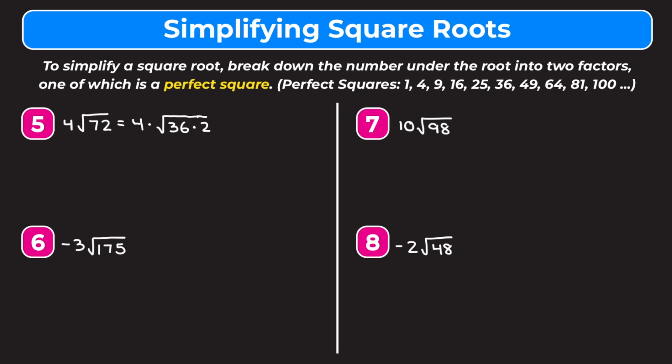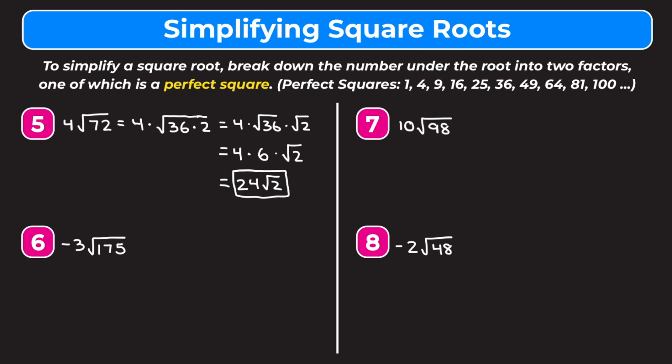So I'm going to rewrite this as 4 times the square root of 36 times 2. And now I'm going to break this up into 4 times the square root of 36 times the square root of 2. And because 36 is a perfect square, I can simplify it. The square root of 36 is 6. So I have 4 times 6 times the square root of 2. And now I can multiply the numbers on the outside. So 4 times 6 is 24. And this is multiplied by root 2. So we get 24 root 2.